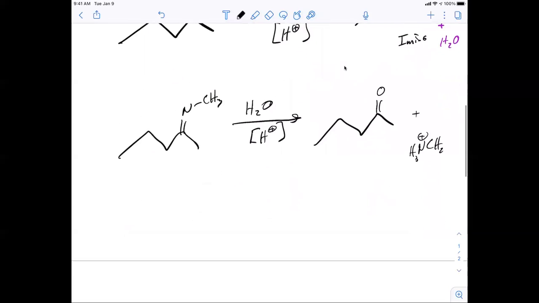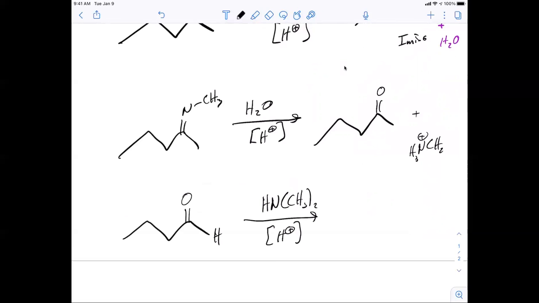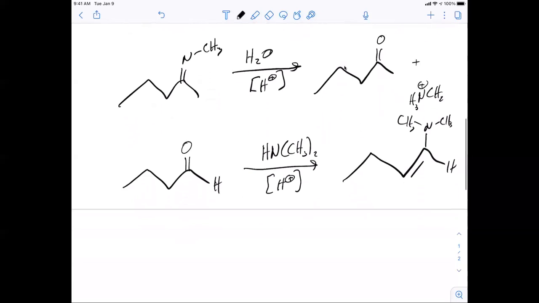This would work the same with an enamine. So if I have the aldehyde and I react that with a nitrogen with 2 methyl groups on it, right, a little bit of acid, that will go forward, right, to the enamine, which is this species, right? You got the amine and you got the double bond. So ene, double bond, amine, enamine.